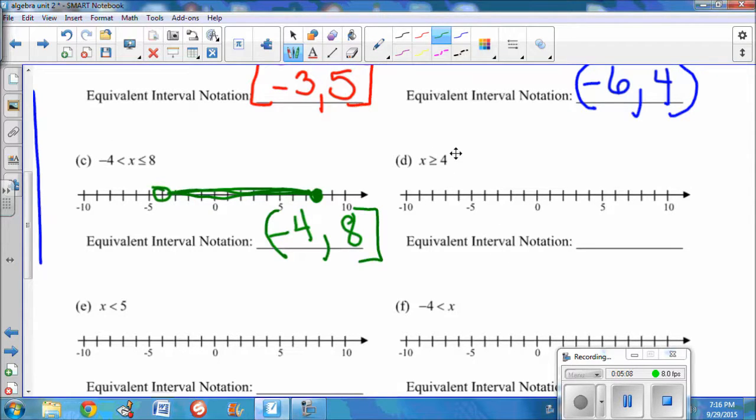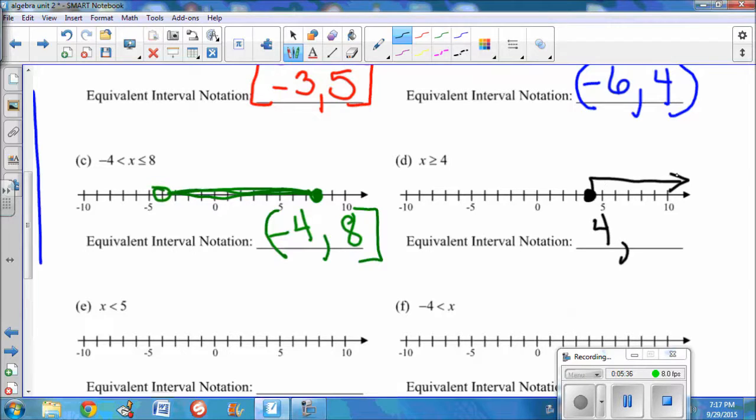Letter D. How do we indicate letter D? x is greater than or equal to 4. So this isn't a compound inequality. This is just a single inequality. So we would put 4 on our number line, and it includes 4. So we'd fill it in, and where are all the values of x greater than 4? They're all to the right, and it continues on. So my starting point is 4.